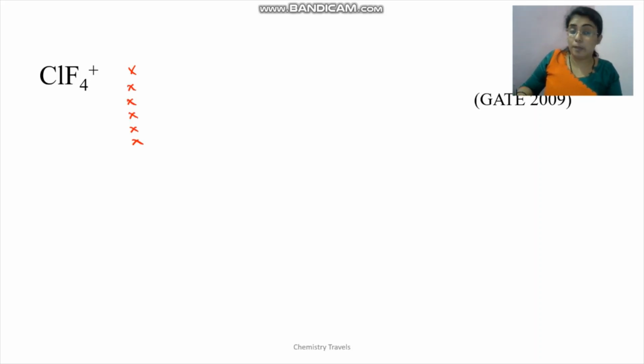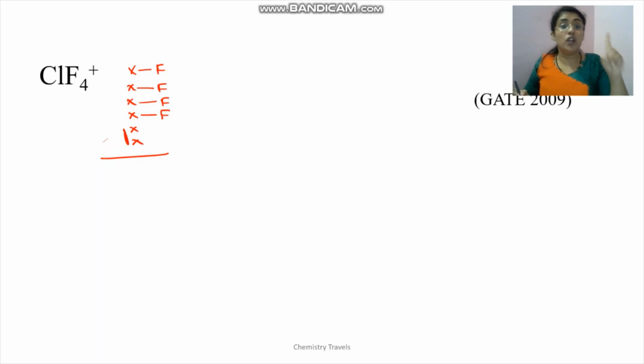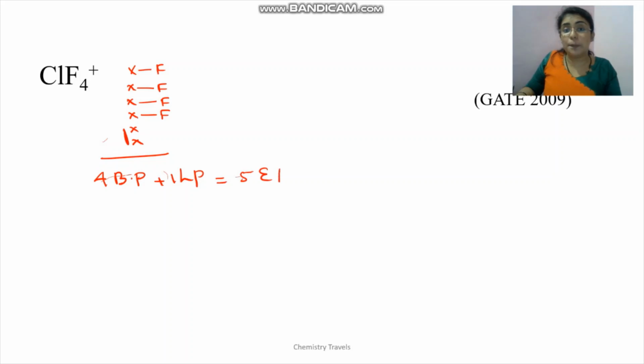And now I have to represent the bonds. Each would be shared by 1 fluorine atom like this: first fluorine, second fluorine, third fluorine, and the fourth fluorine would take one. And the last 2 electrons that I have would pair up together as 1 lone pair. So totally I'm having 4 bond pairs plus 1 lone pair, which means it is equal to 5 electron pairs.